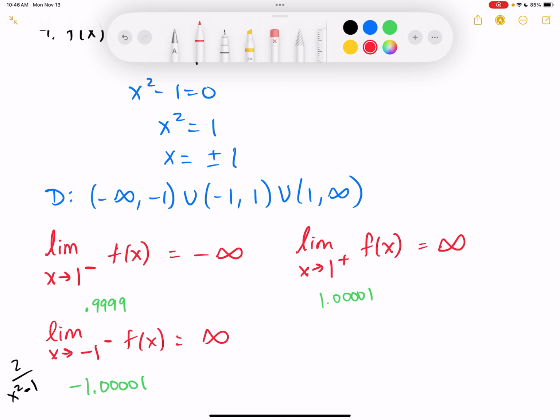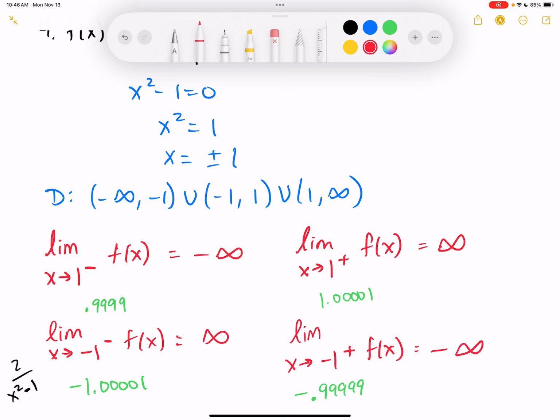And then the limit as x approaches negative 1 from the right. So this is something like negative 0.99999, okay? So now I take that value and I square it. I get a positive minus 1. Negative. It's going to be negative. And then when all that's said and done, I've got a positive divided by a negative, really small number, so it's going to be negative infinity.